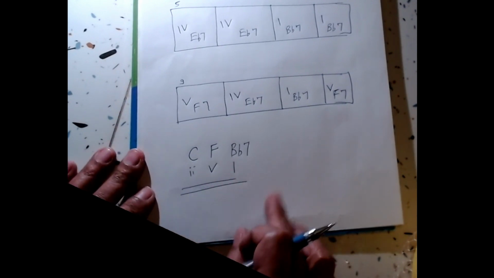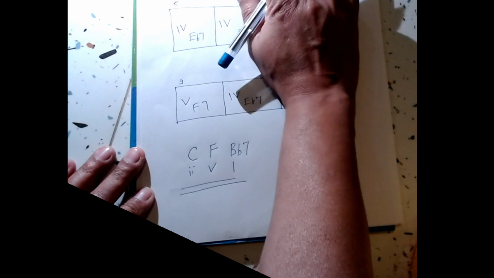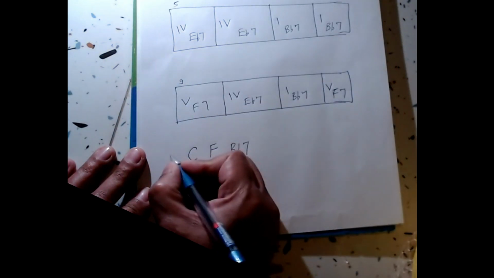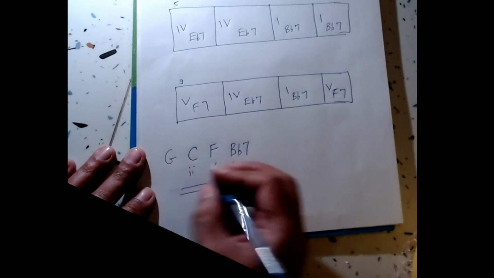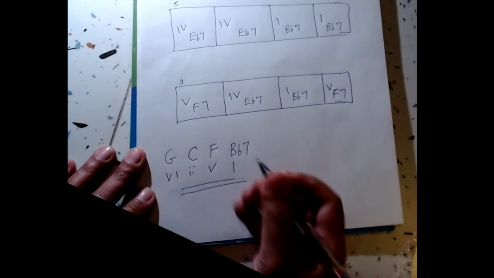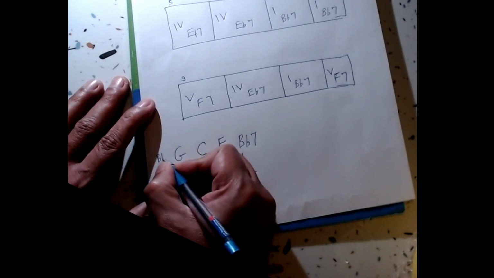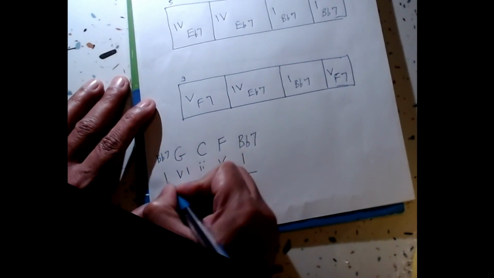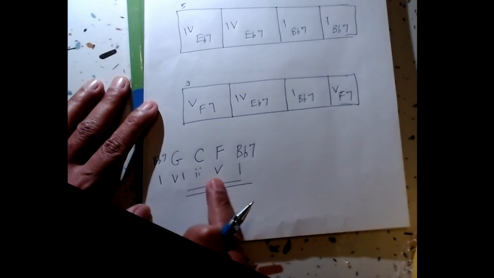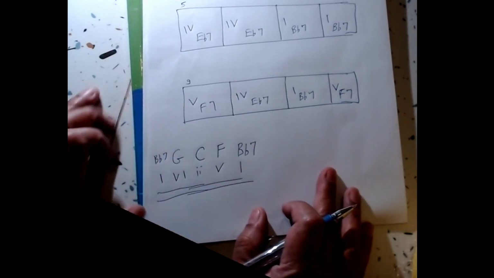And if we go further, you can also see that if you go from C, it's 1, 2, 3, 4, 5. You've got a 6th chord, which is G, which is 6th, right? So another famous progression is the 1, 6, 2, 5, 1. This is another standard jazz blues progression.